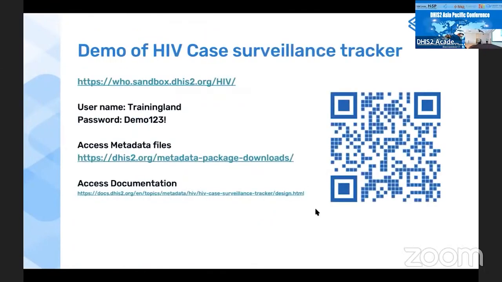So here are some details where you can get much more detailed and broader information for this respective package. You have a link here which has the demonstration instance. You can access the instance using the below credentials. The metadata files are available on the DHIS2 website, and the documentation on how this package has been designed, what considerations were taken while designing this package, is given on docs.dhis2. So any additional information which is required for the HIV case surveillance package can be accessed from here.